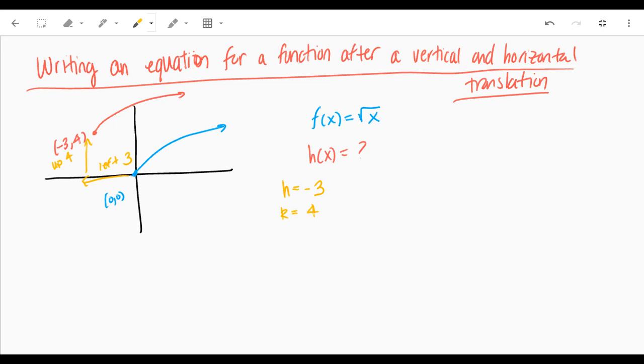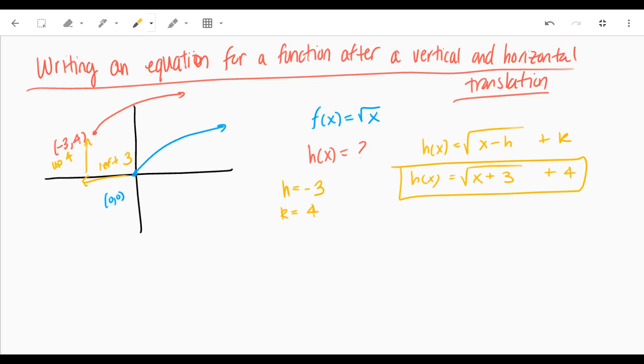So I'm going to have h of x is square root of x minus h, plus k. Again, since I moved left, h is negative. So x minus a -3 will be +3, and then +4 for the k. And that will be my final answer. Okay. All right, let's move on to the next one.